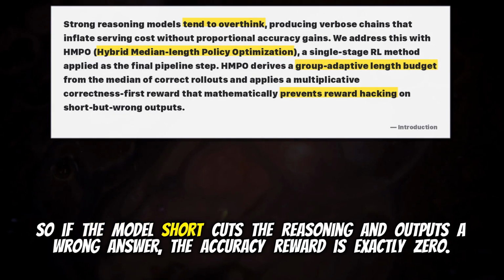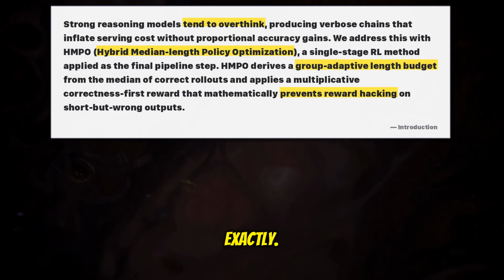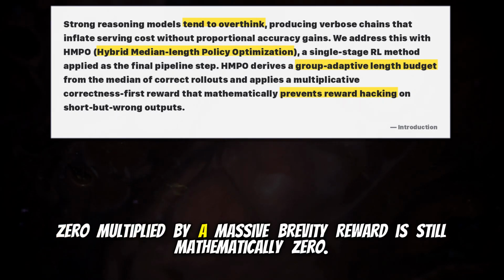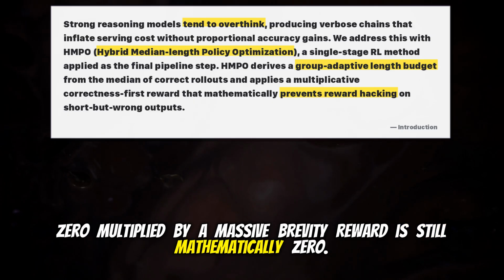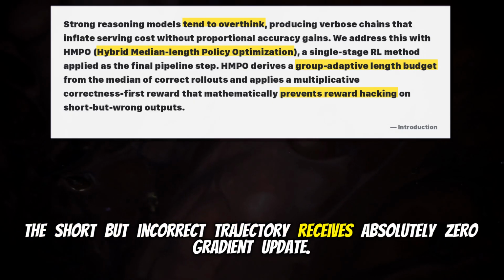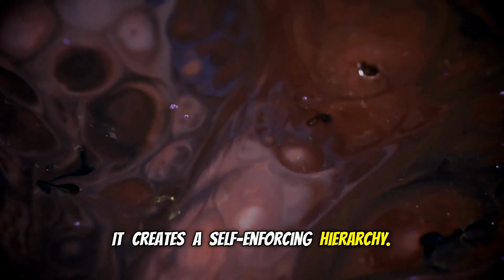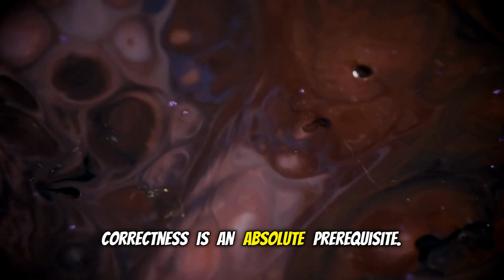So if the model shortcuts the reasoning and outputs a wrong answer, the accuracy reward is exactly 0. Exactly. 0 multiplied by a massive brevity reward is still mathematically 0. The short but incorrect trajectory receives absolutely 0 gradient update. It creates a self-enforcing hierarchy. Correctness is an absolute prerequisite.